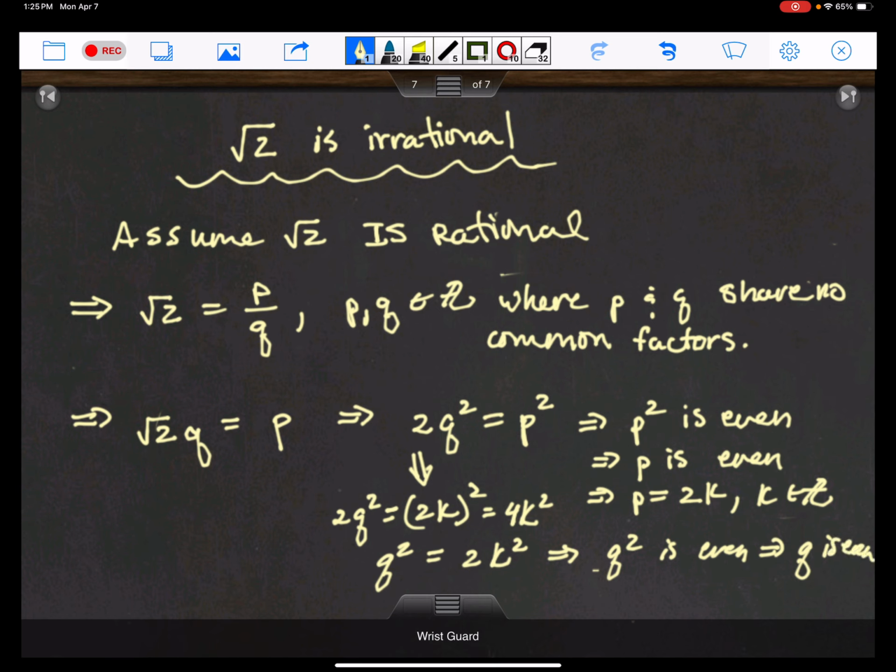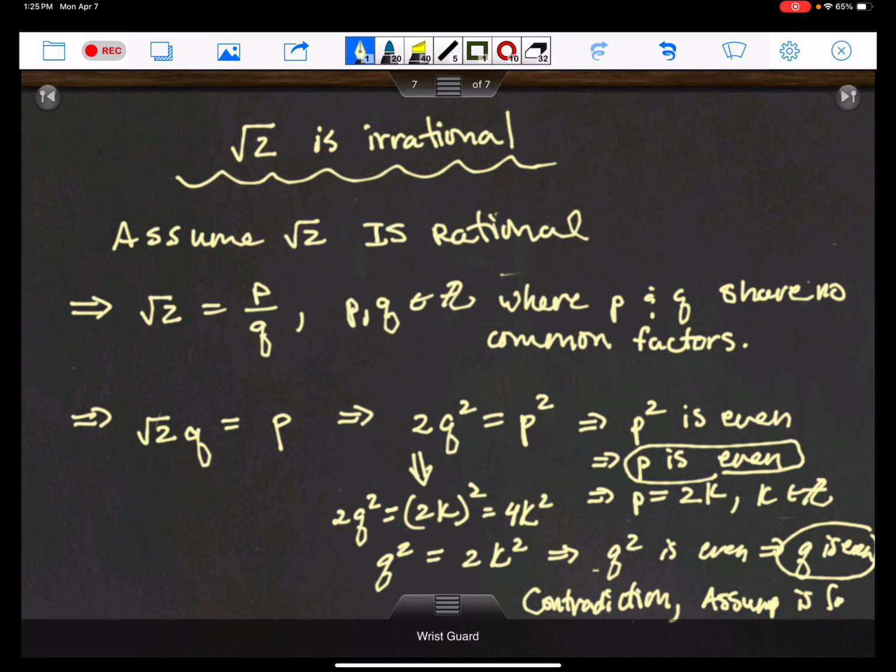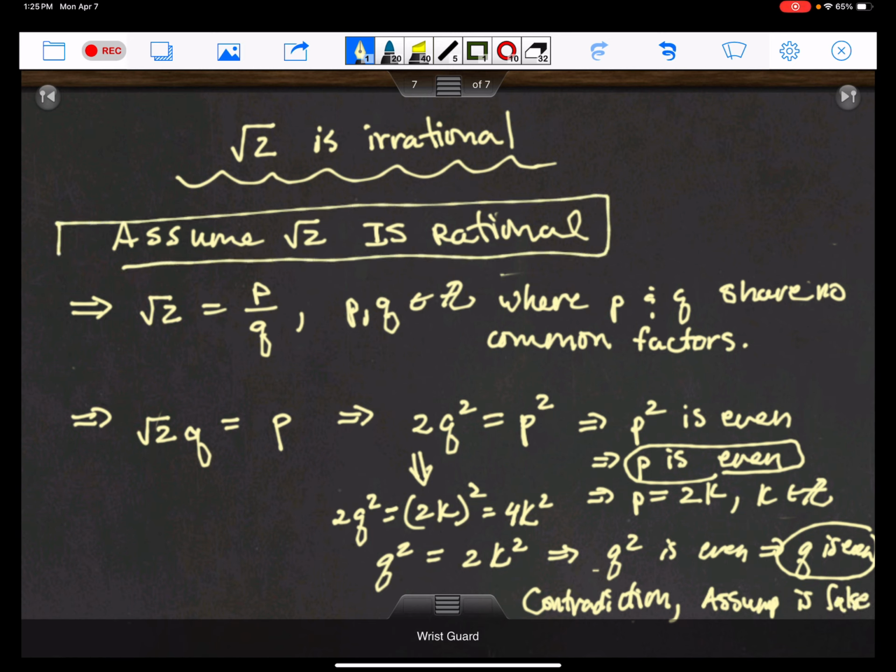And that is a contradiction, because we assumed p and q were in reduced form, which means p and q cannot both be even. So that is a contradiction, which means our assumption is false. That is, the square root of 2 is not rational. Excellent.